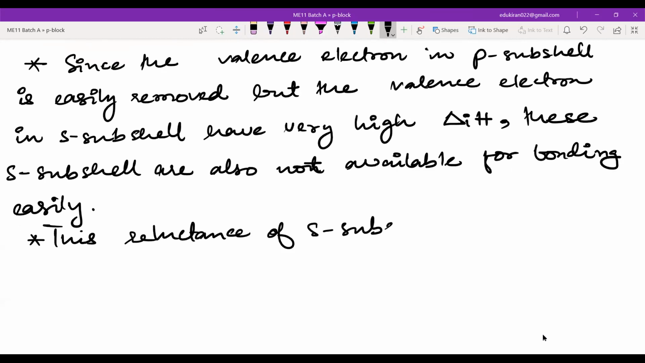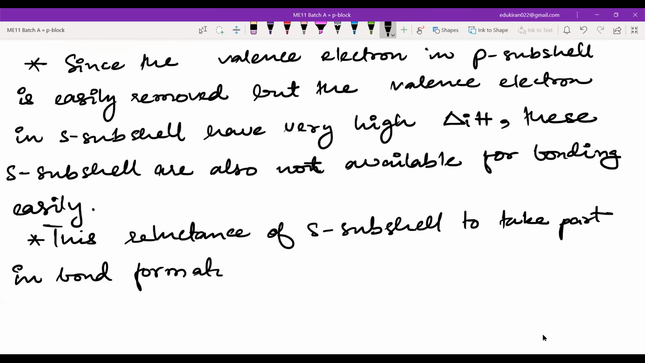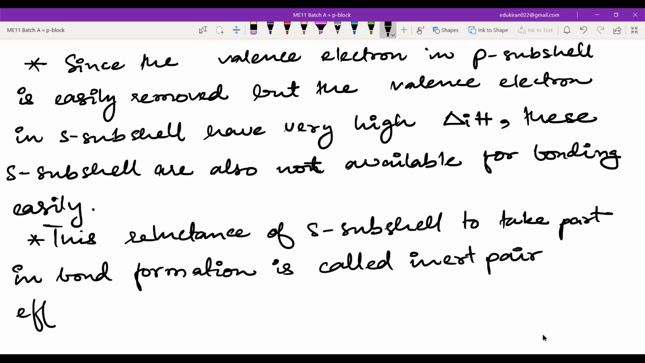So this reluctance of s subshell electrons to take part in bond formation is called the inert pair effect. It's known as the inert pair effect. Write this down, then we will write the consequences of the inert pair effect.